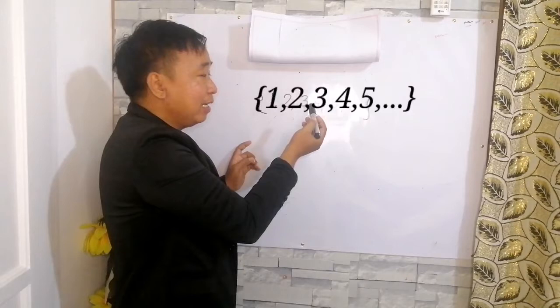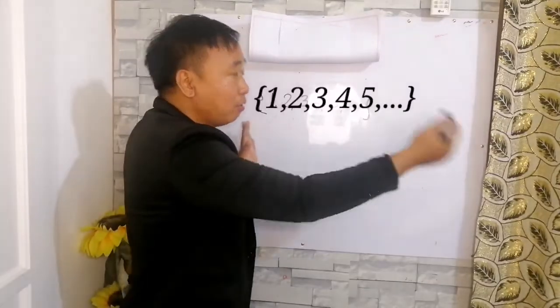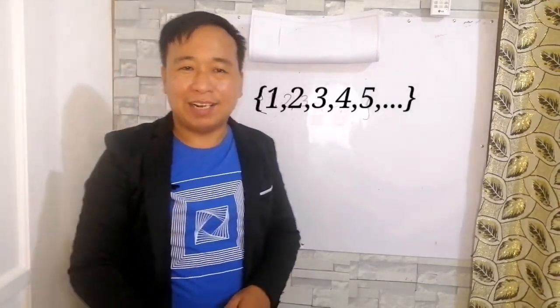So the 3 dots, what does it mean? The 3 dots after the 5 indicate that there is no final element and that the listing goes forever. So there's no final element for this set of counting numbers. And we must have 3 dots, and it goes forever. All right?